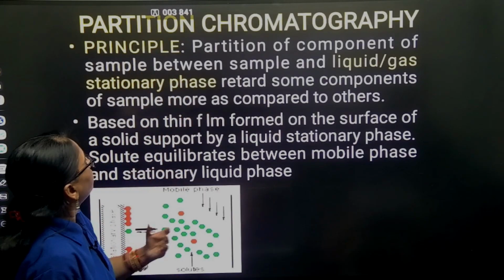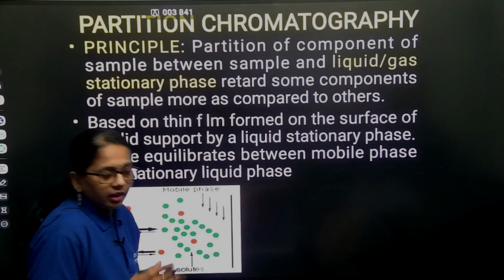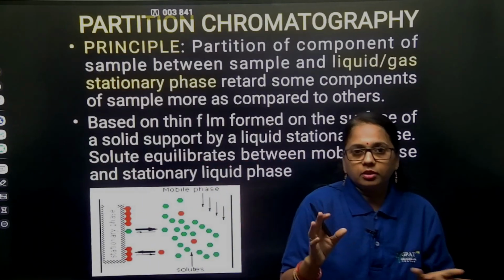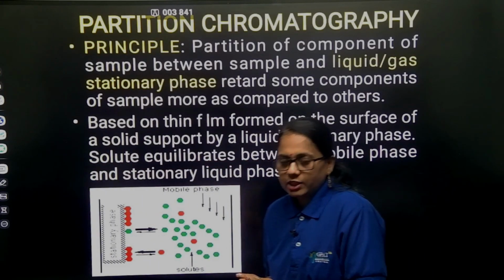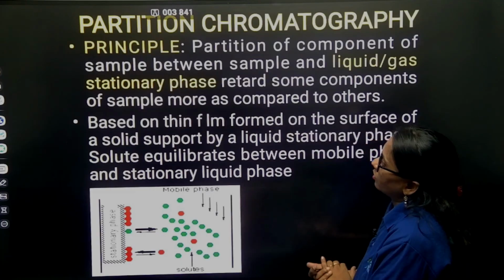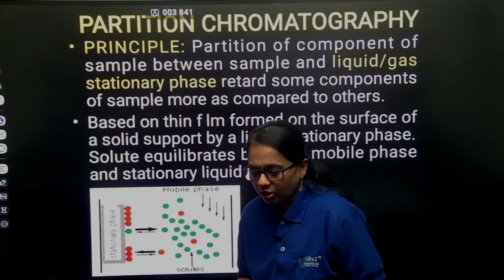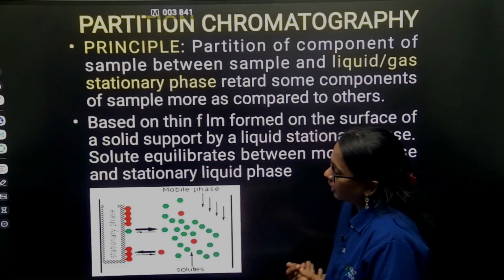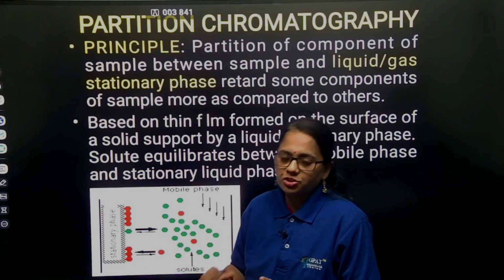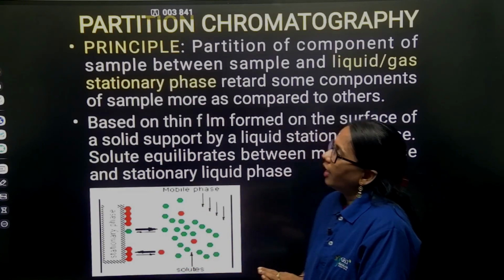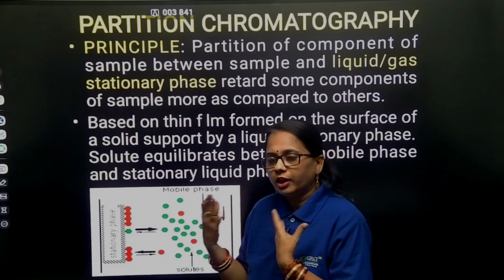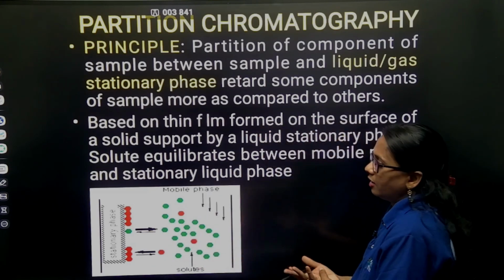Partition of the component of the sample between the, that means the distribution is going to take place between the two liquid phases. So here the stationary phase whatever we are going to use is nothing but a liquid stationary phase only. And the mobile phase could be either a liquid or gas, anything that takes place.